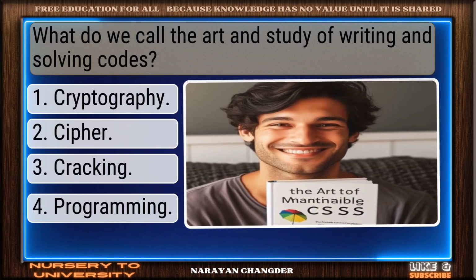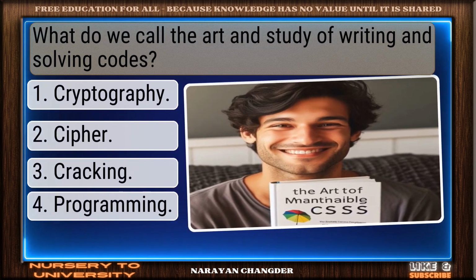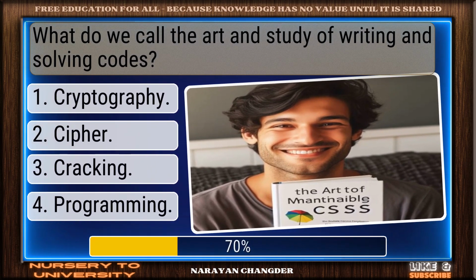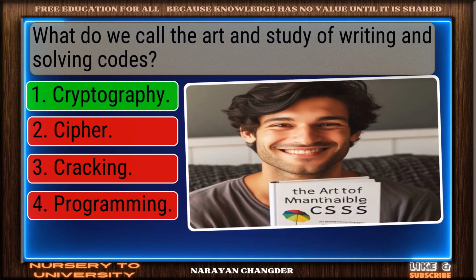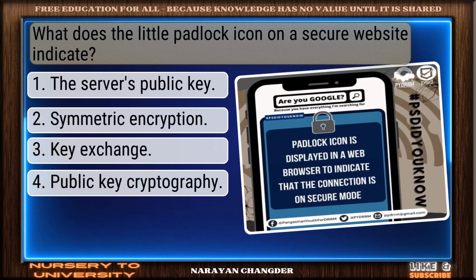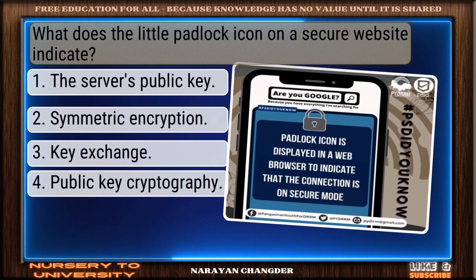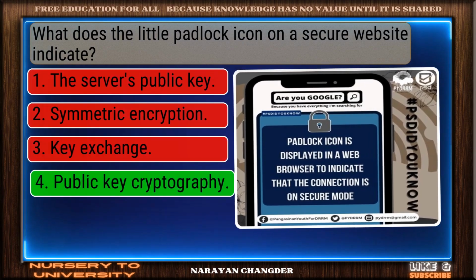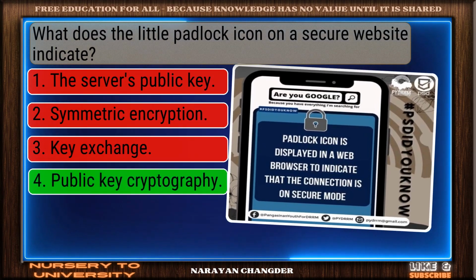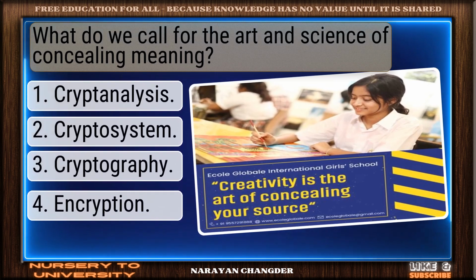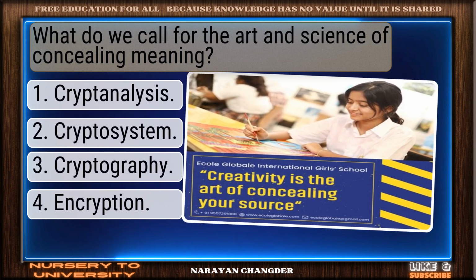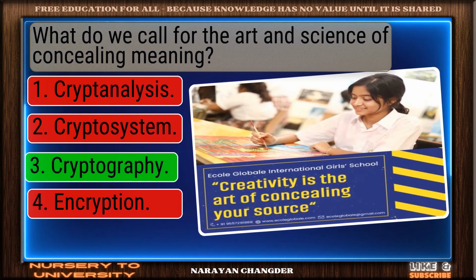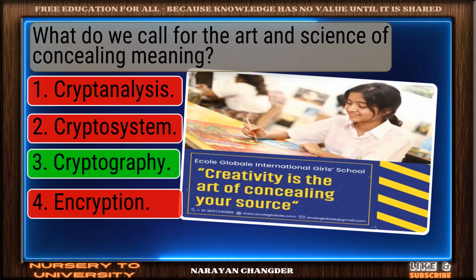Question number 22. What do we call the art and study of writing and solving codes? Well done. Cryptography is the right choice. Question number 23. What does the little padlock icon on a secure website indicate? Excellent. Public key cryptography is a brilliant choice. Question number 24. What do we call the art and science of concealing meaning? Right choice. Cryptography is the best answer.